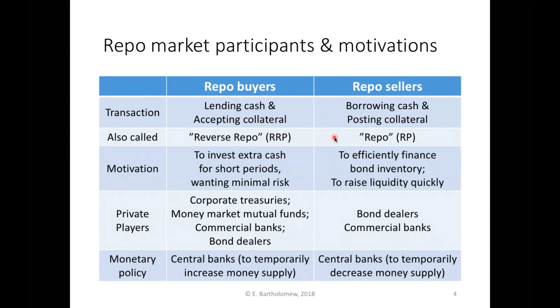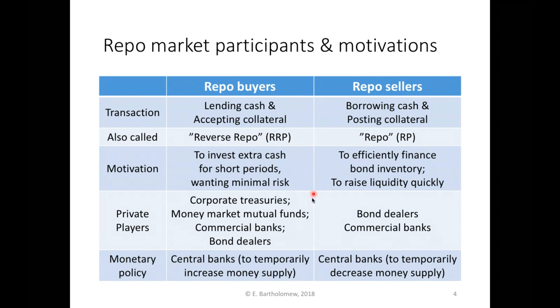Now, the motivation for the repo buyer is typically to invest extra cash for short periods, wanting minimal risk. And for the repo seller, it is to efficiently finance a bond inventory, perhaps, or to raise liquidity quickly against collateral that they may have.